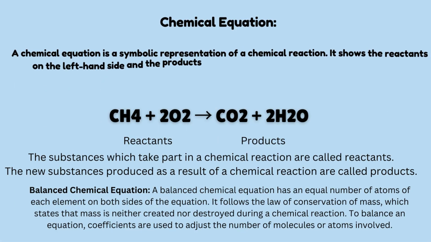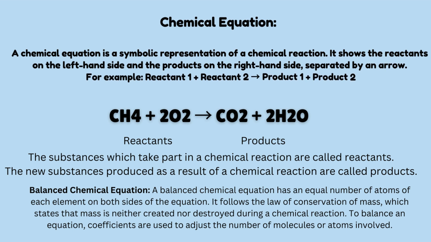Now let us look at a chemical equation. A chemical equation is a symbolic representation of a chemical reaction. It shows the reactants on the left-hand side and the products on the right-hand side, separated by an arrow. For example, reactant 1 plus reactant 2 give rise to product 1 plus product 2. The substances which take part in a chemical reaction are called reactants. The new substances produced as a result of a chemical reaction are called products.